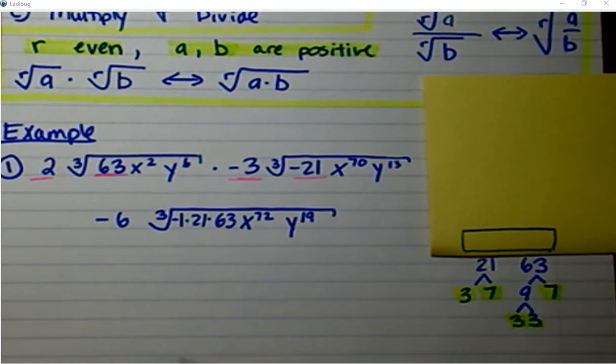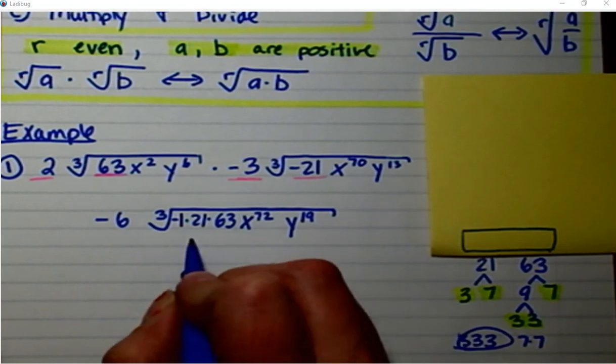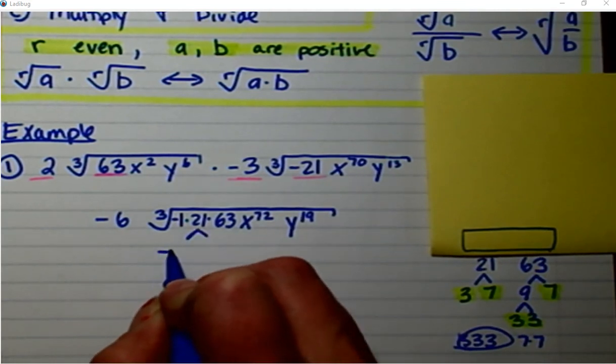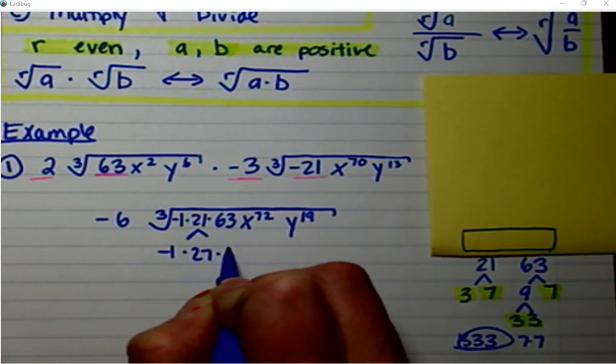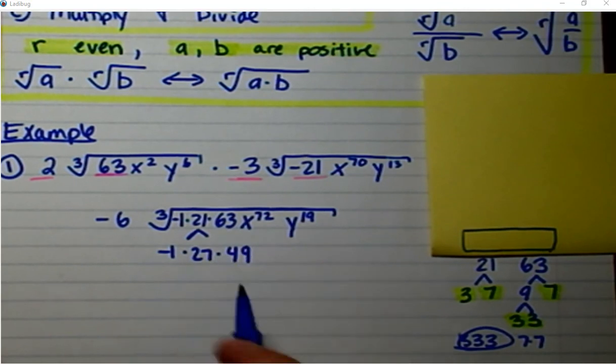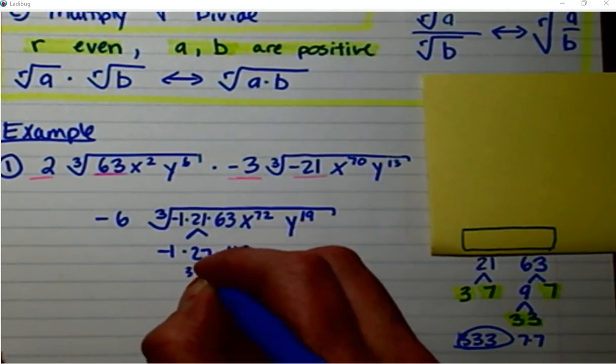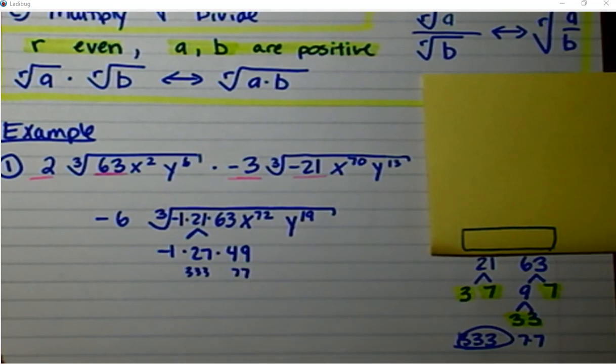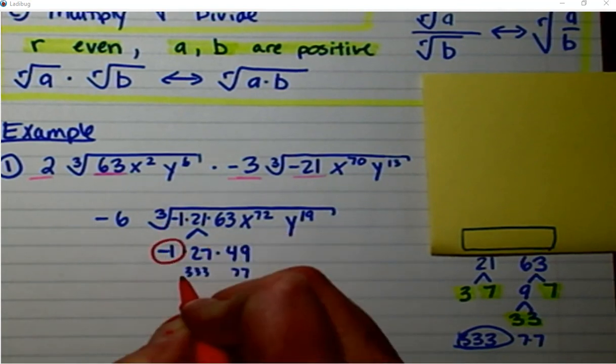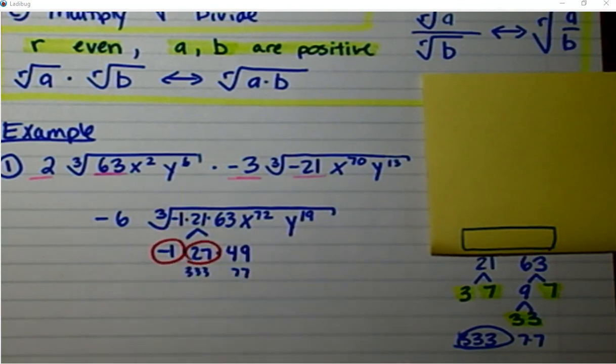Okay, so I'm going to go from here and I'm going to split this up. So I notice here I've got 3, 3, 3, and 7, 7. So I've got a group of 3s. So this is going to be negative 1 times 27 times 49, because we've got 3, 3, 3, and 7, 7. Okay, so I've got my number taken care of. I've got my perfect cubes. All right, x to the 72.